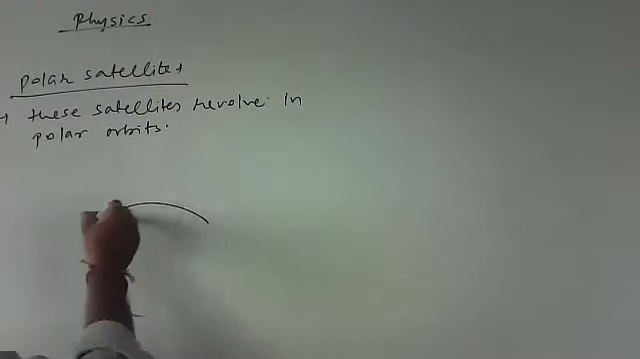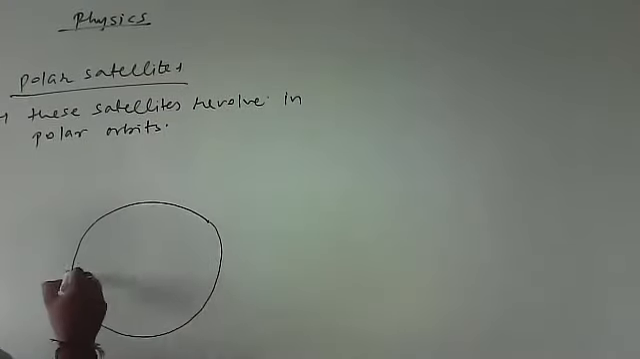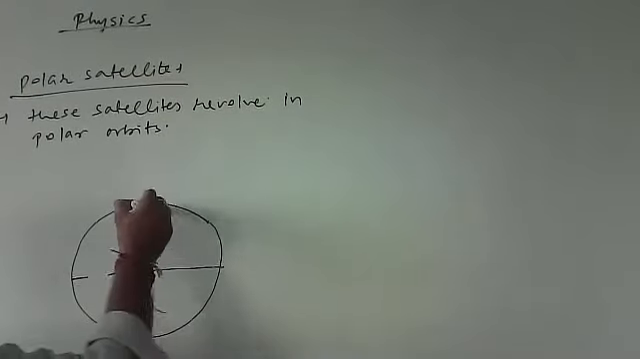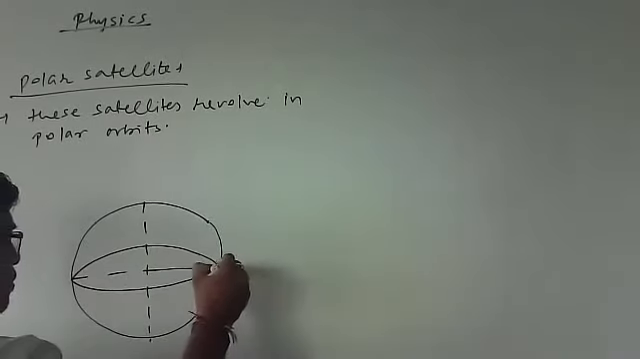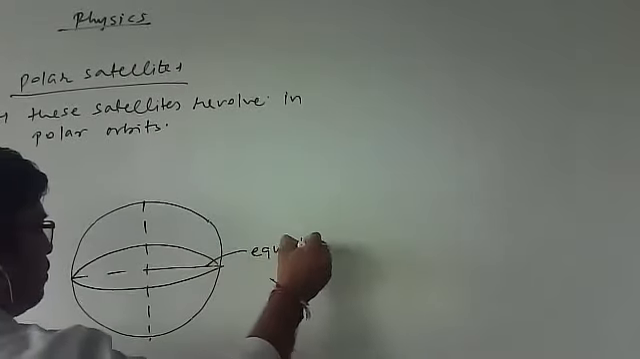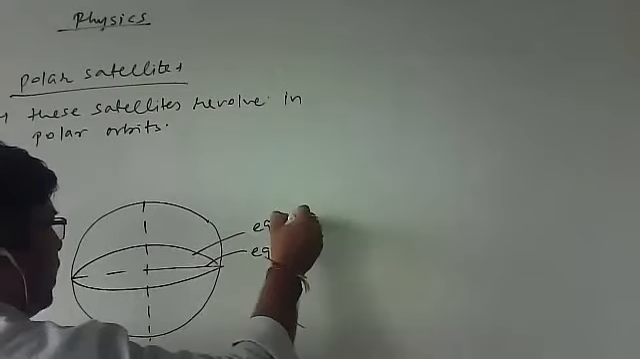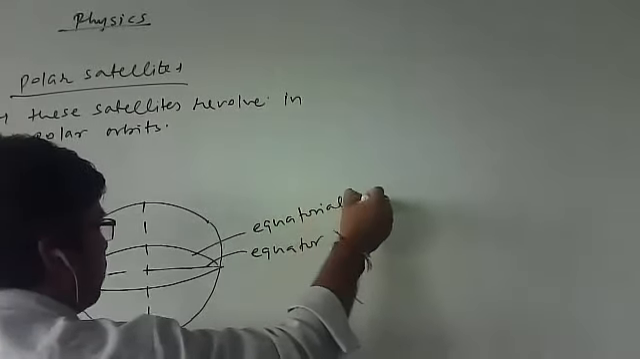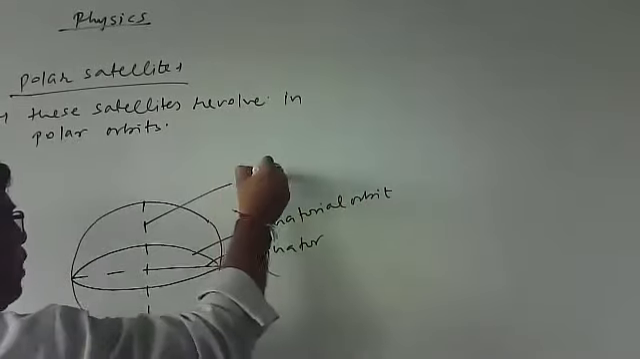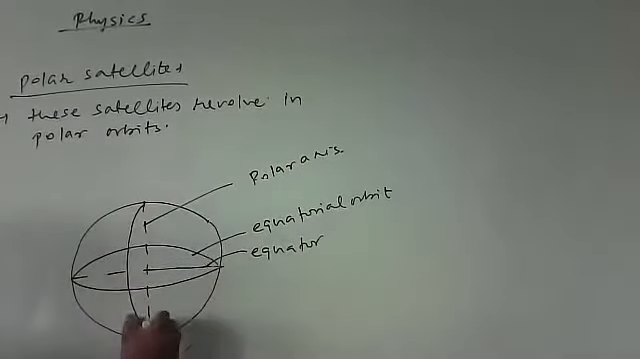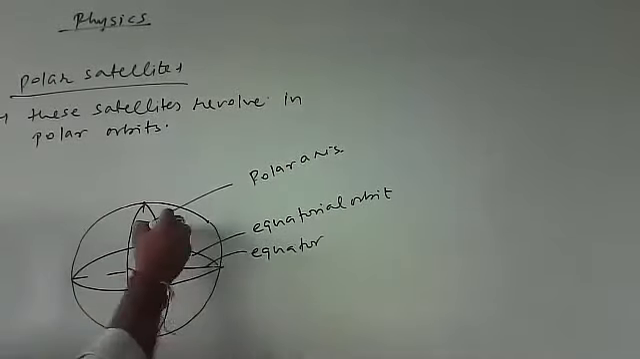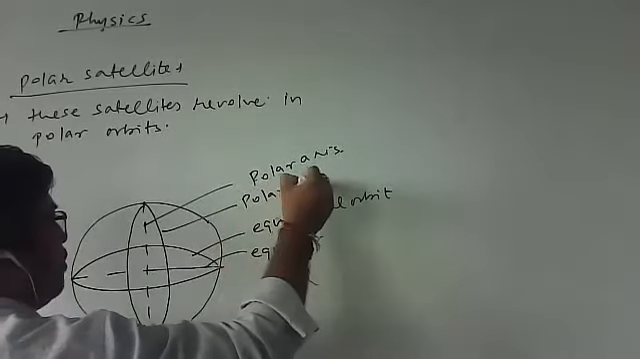So see, this is your Earth. This is your equator, and this is your polar axis. This will be called your equatorial orbit, and this, around the polar axis, will be your polar orbit.